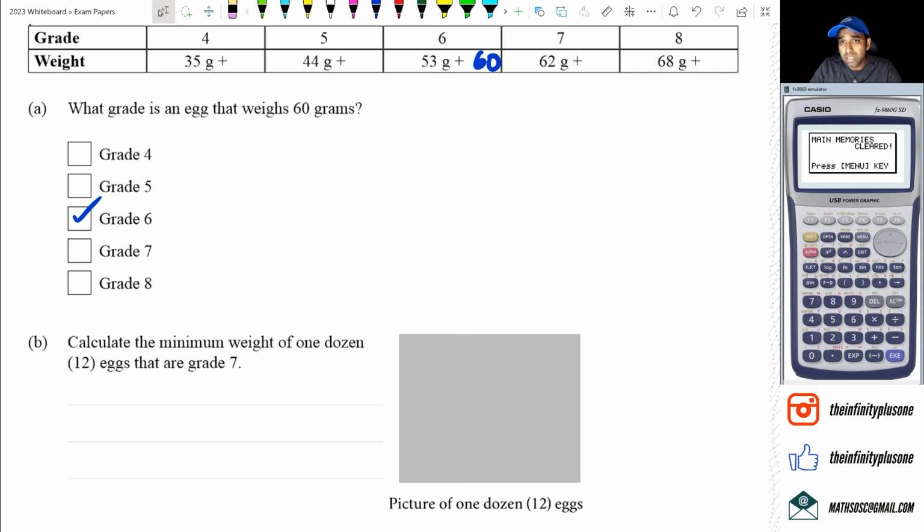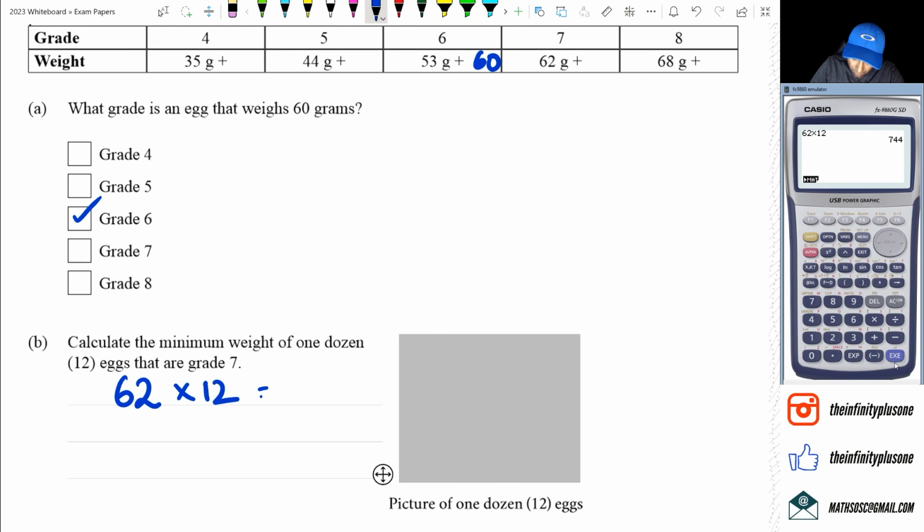Well, we're looking for the minimum weight, right? Now, grade 7 is 62 grams and up. So the minimum an egg can weigh is 62 grams. And if it's 62, we've got 62 times 12. I guess the key thing is how it says it's the minimum weight. So 62 times 12 gives us 744.